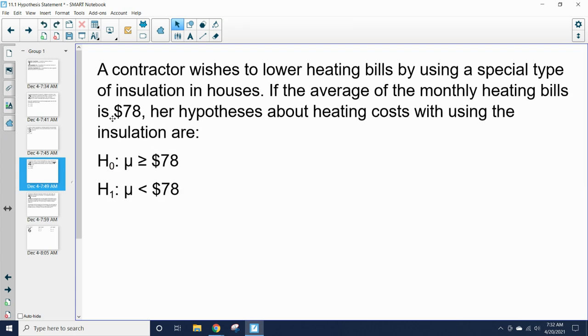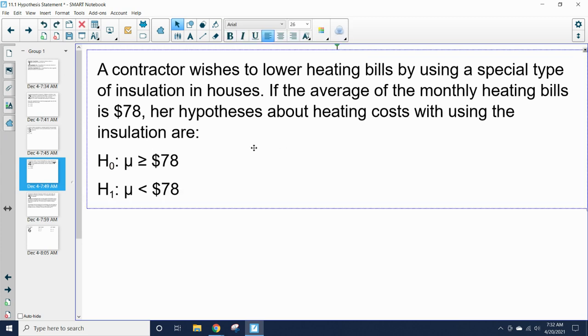If we know the monthly bill is 78 and we're trying to show that the average heating cost will go down based off using this insulation, then we want to show that the average heating cost is less than 78. And so that means the null hypothesis is going to be all the other values, greater than or equal to that average that we were given, greater than or equal to 78.